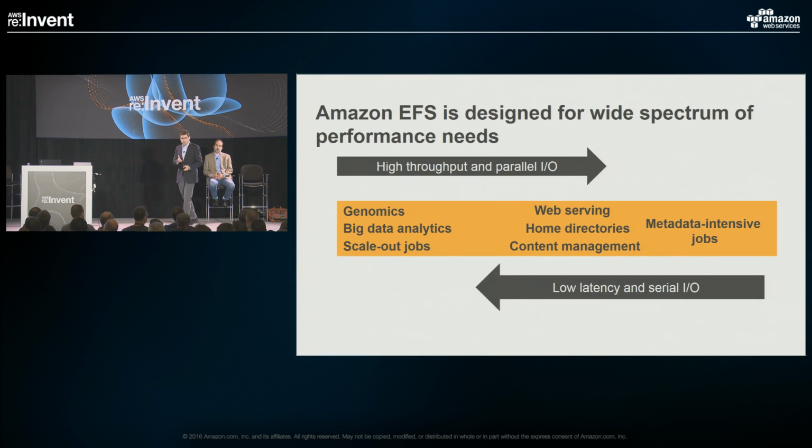And what you see on the screen here in terms of workloads are examples of what customers are using EFS for. I talked about a couple of these before, but on the throughput intense side of the spectrum, things like genomics workloads, big data analytics, scale-out jobs. On the other side, metadata-intensive jobs. And then in the middle are a lot of the general types of use cases that you would use file for. So web serving, content management, home directory, et cetera.